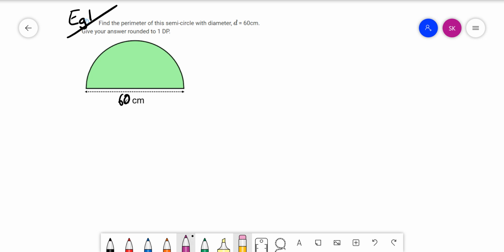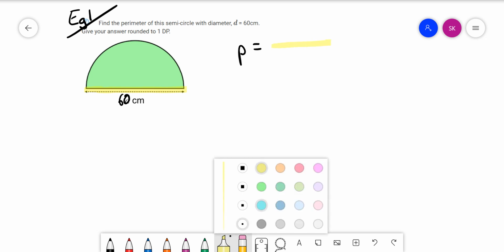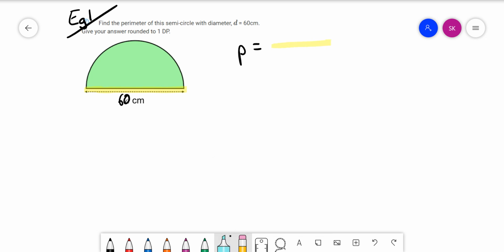All right, well, perimeter is the distance around a 2D shape. So to find the perimeter of this shape, I have to find the distance over here, which I already know is 60. So it's the straight bit, and it's also added to this distance here. So it's the straight bit plus the arc.